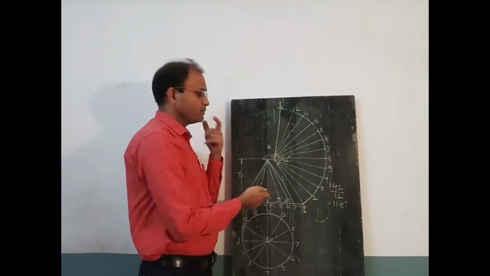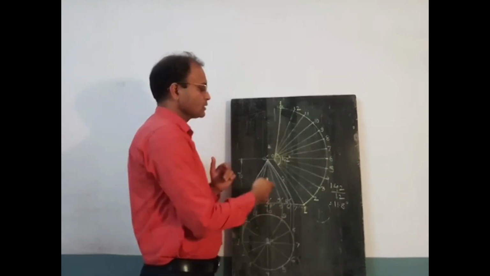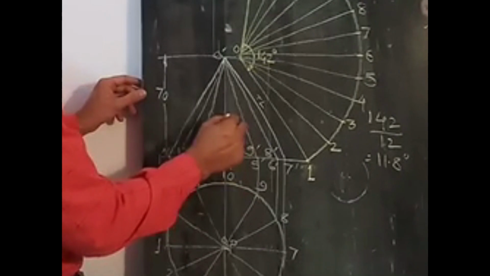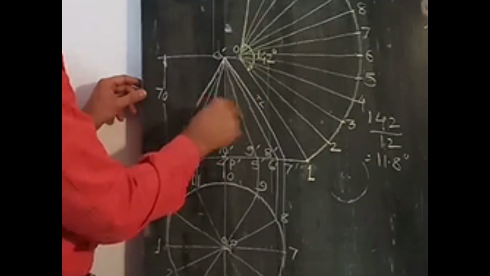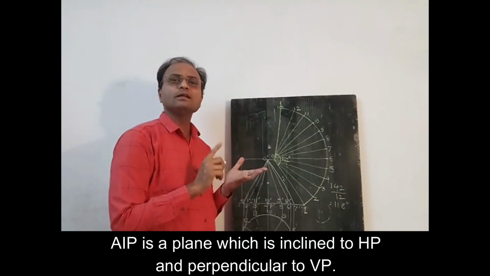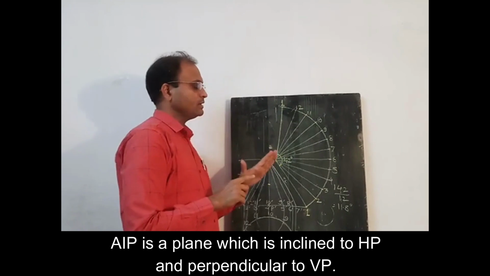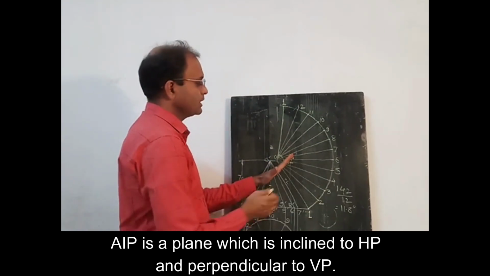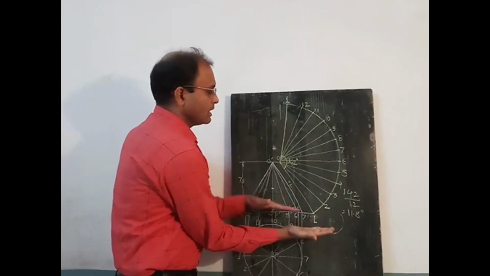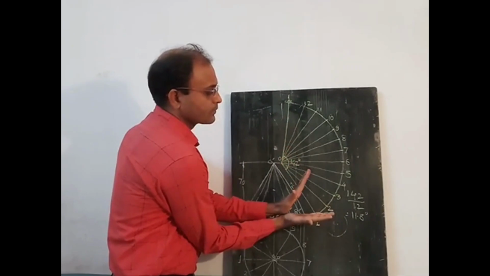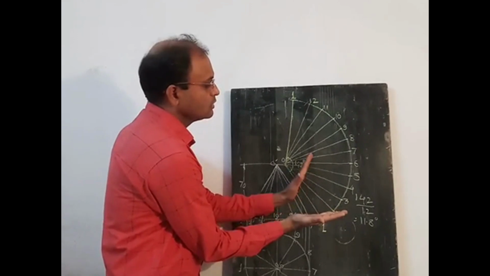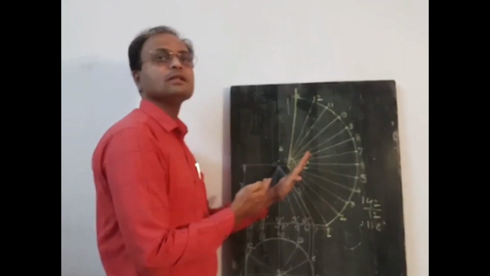Now we have to show the cutting plane. The cutting plane cuts the axis of the cone at its midpoint. So first mark its midpoint, and through this midpoint we have to draw an AIP. AIP is an auxiliary inclined plane. It is a plane which is perpendicular to the vertical plane and inclined to the horizontal plane. So if this surface is the horizontal plane and this is the vertical plane, then a plane inclined to the horizontal plane and perpendicular to the vertical plane is called an auxiliary inclined plane.